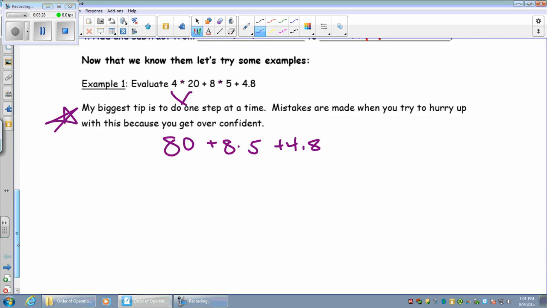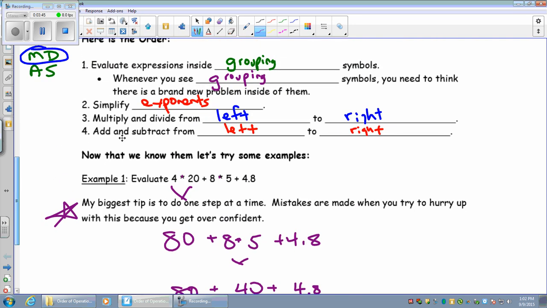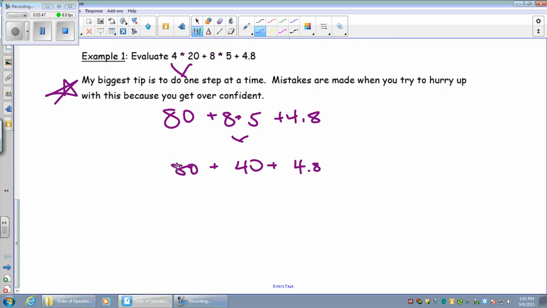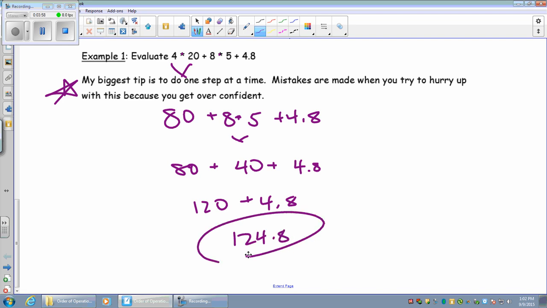Same thing, I'm going to look and see, do I see any more multiplying? And I see it right there. 8 times 5 is 40. So now I have 80 plus 40 plus 4.8. And now, just like it said up here, we need to add and subtract from left to right. So I'm going to start on the left. 80 plus 40 is 120, plus 4.8. And 120 plus 4.8 is just 124.8. And that's it. So that's how you simplify an expression using the order of operations.